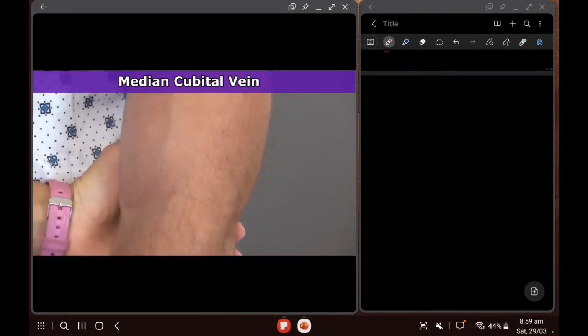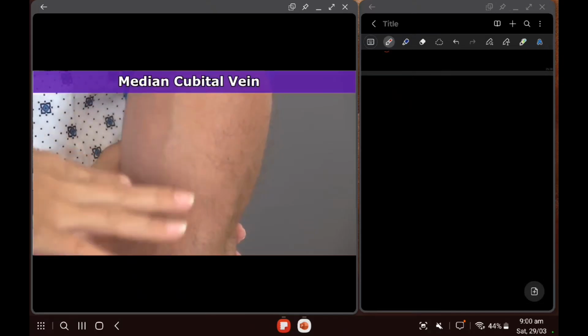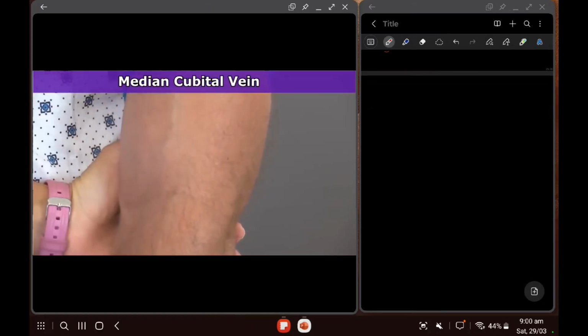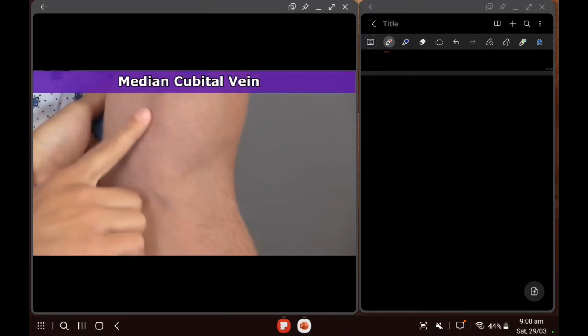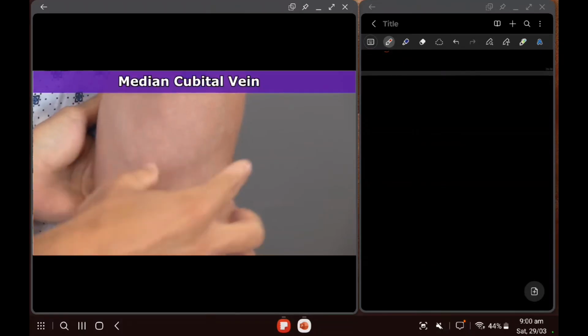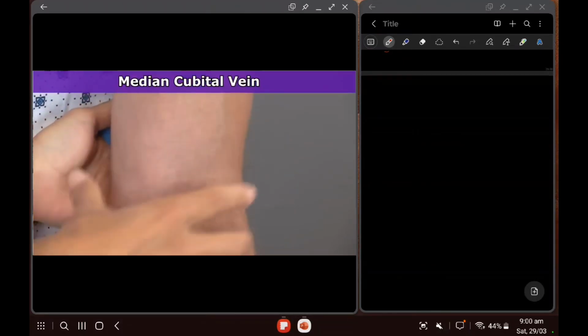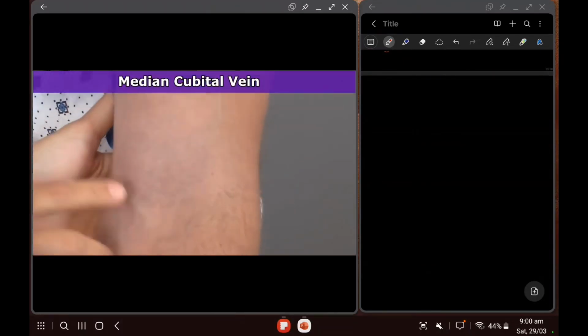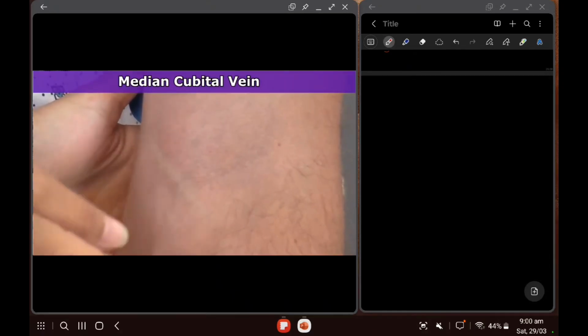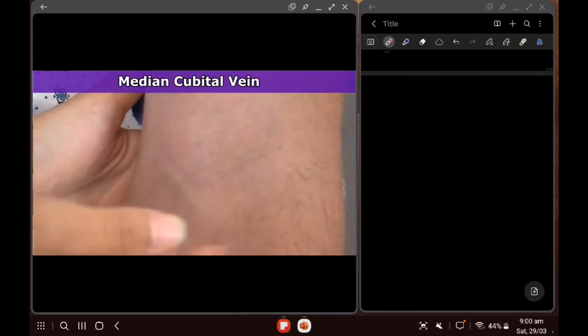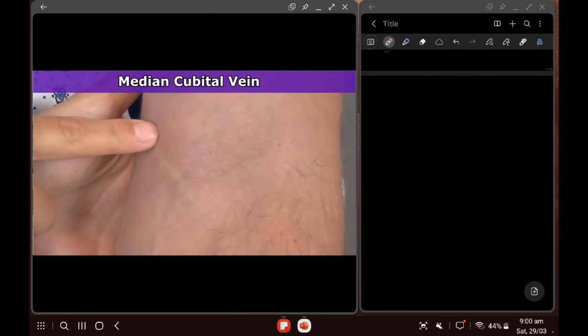Now this is our patient's left arm. So on the right arm, it's going to be the opposite. But we have the cephalic vein right here, and then over through here, you can't see it as well, is the basilic. And where the cephalic and the basilic start to connect is here at this median cubital vein. Now this vein, like I said, is great for blood draws. You can use it for IVs.